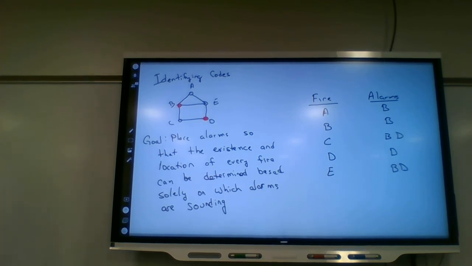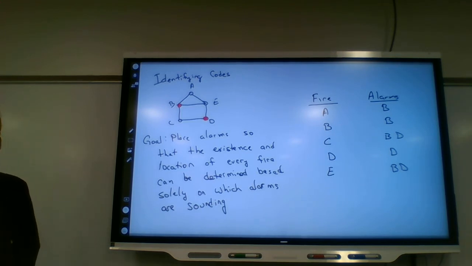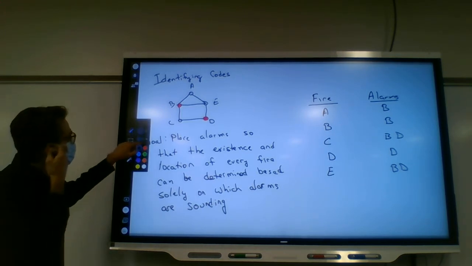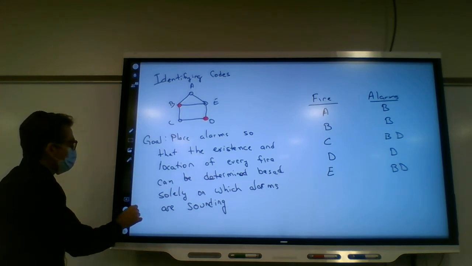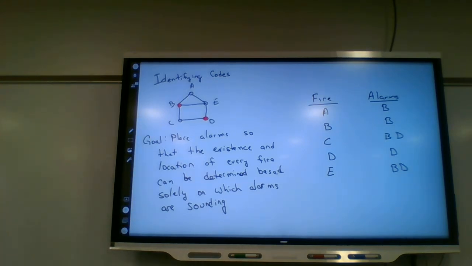So what do we need to do? We either need more alarms or we need to move them around. Does that make sense? All right, so what do you want to do? Use more alarms? Where do you want to put a new alarm? Or do you want to move them and get more? I mean, put it where? Put it in C?